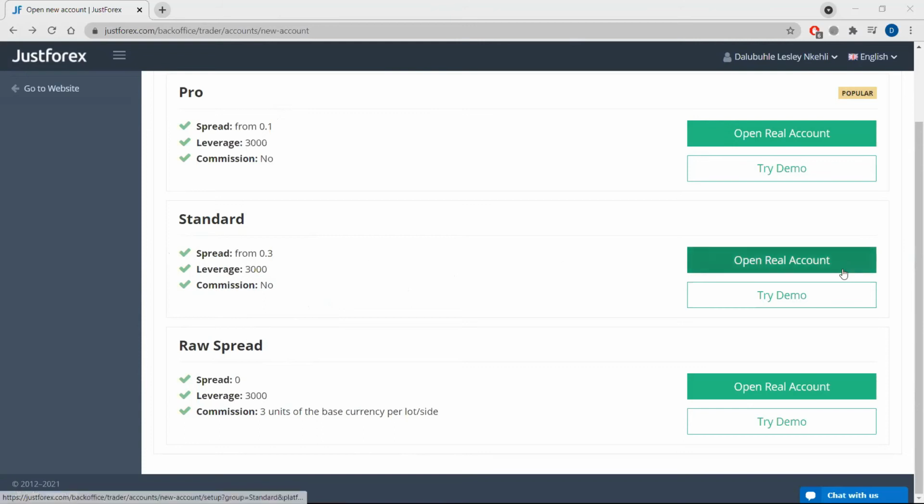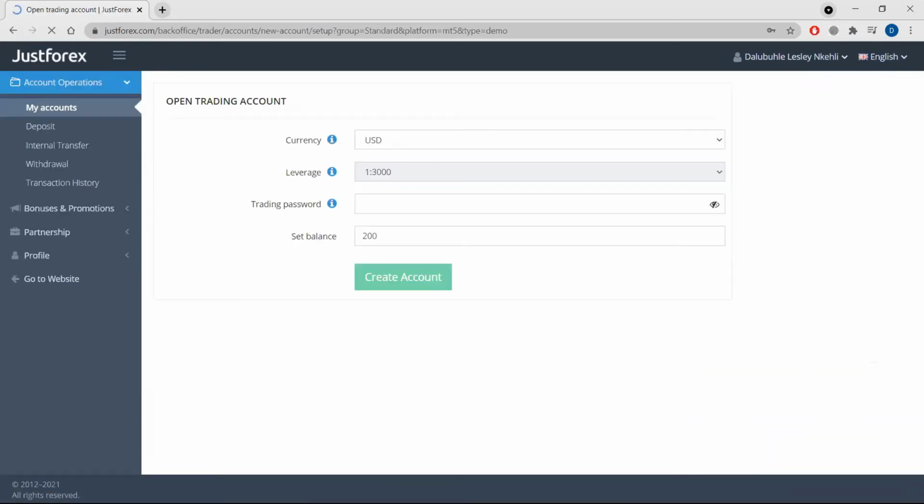let's see, a standard account. Open account. We won't make it a real account because I want to show you how the money behaves inside. So we will open a demo and then put in demo money. Now let's try demo. What's happening now? Still loading. Okay, now here you choose your leverage.